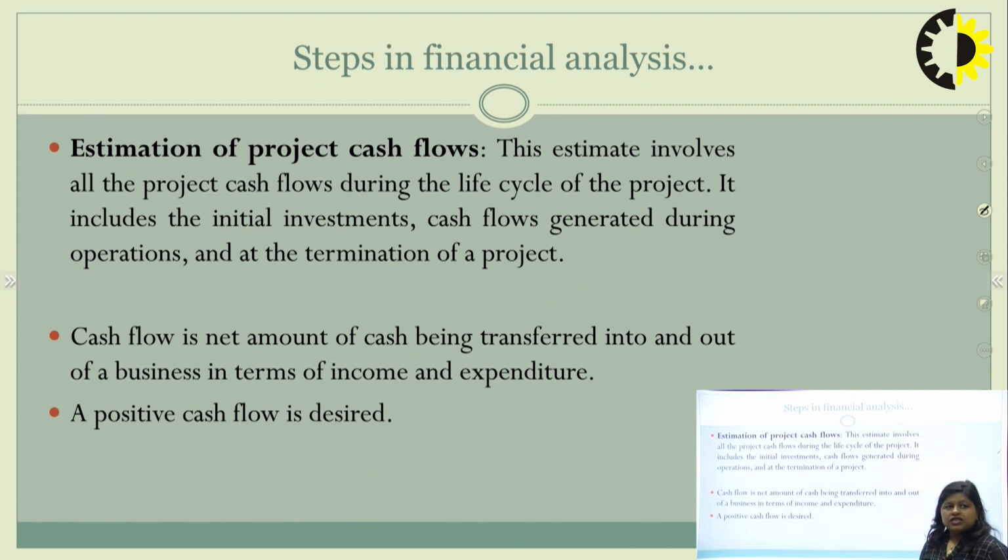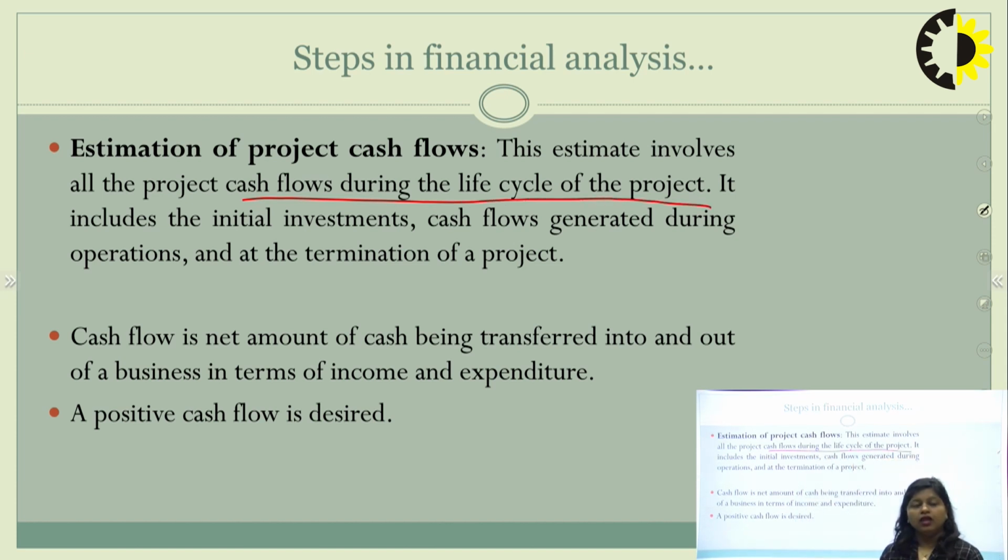Now the second point is the estimation of the project cash flow. Project cash flow means this estimate involves all the project cash flows during the life cycle of the project. It includes the initial investment, cash flows generated during operation and at the termination of a project. So estimation of project cash flows includes all the cash flows involved during the life cycle of the project.